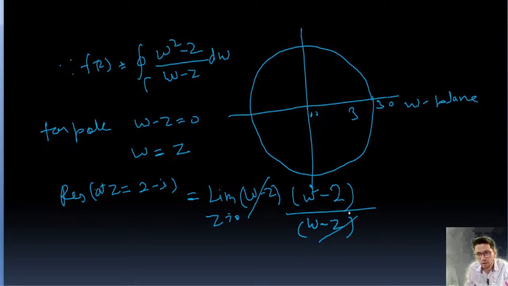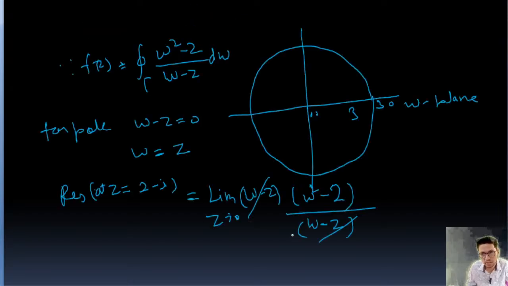These two values got cancelled. Okay, and now limit z tends to 0 means we can add the value. The z value is 2 minus i, right? That is given. 2 minus i tends to 0, and we'll put the value.